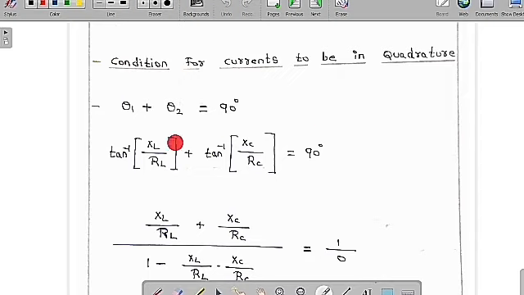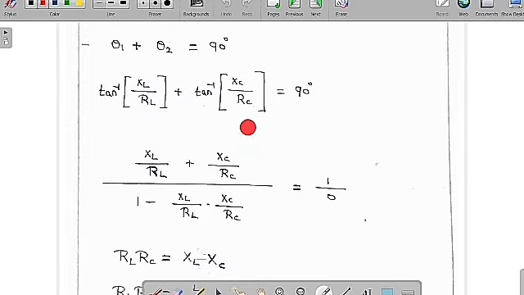Now we are going to see. Theta 1 is equal to tan inverse of XL by RL, plus theta 2 is equal to tan inverse of XC by RC, is equal to 90 degrees. Now this is the equation we are going to get. So now I am going to apply tan on both sides. So we are going to get (tan A plus tan B) by (1 minus tan A into tan B) is equal to tan 90. So tan 90 is equal to infinity, or simply we can write 1 by 0. So tan of tan inverse X is equal to X.